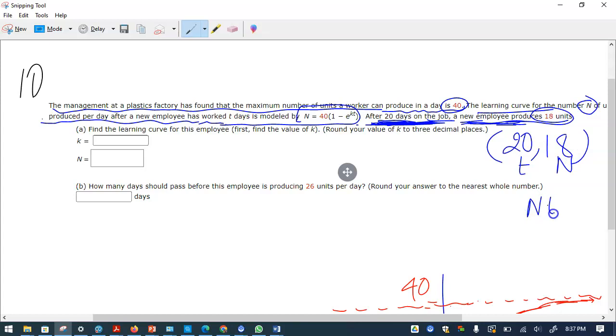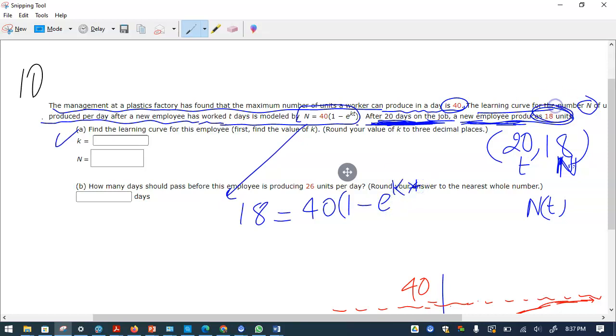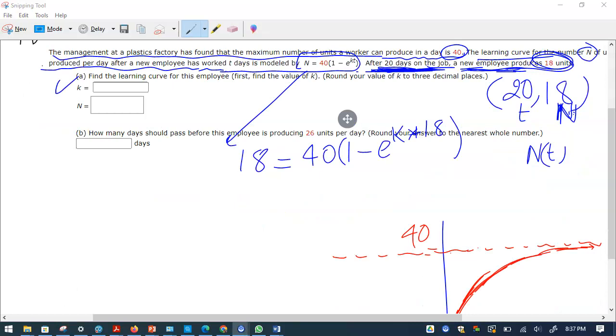So N depends on the number of products produced. Here we need to figure out what this k is. It's the same problem as last time. N is given to us as 18, so I'll put 18 equals 40 times (1 minus e raised to k times 18). Now all we need to do is solve this equation.